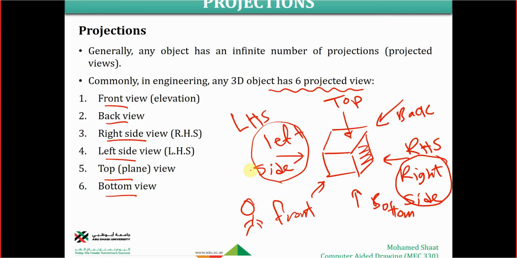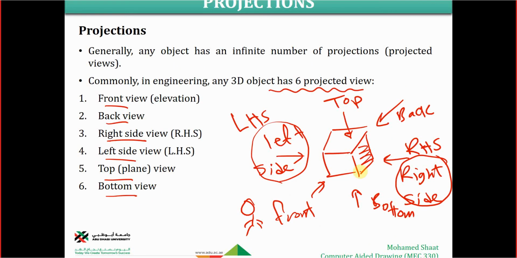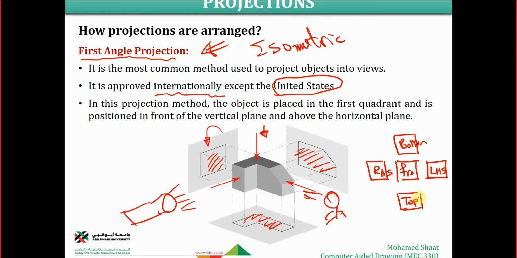So in the first angle projection, we are putting the left hand side on the right of the front view, and the right hand side should be represented on the left of the front view. For the bottom view, we do have for this object a bottom and top view. The top view should be below the front view, and above the front view, there should be the bottom view. This is the first angle projection.